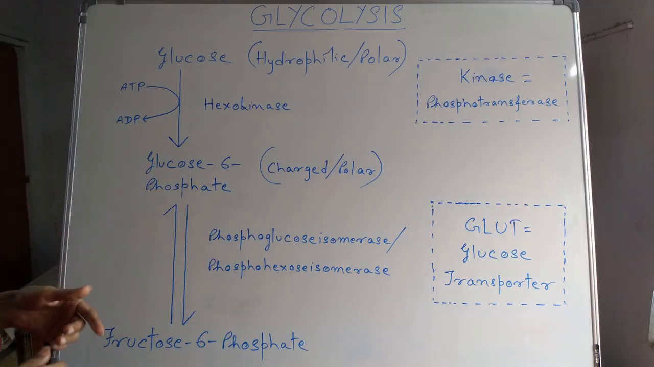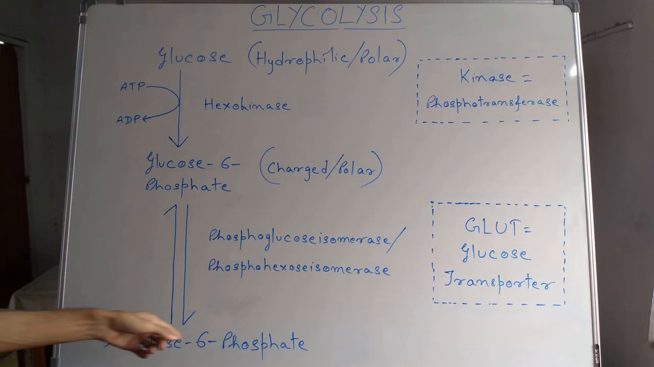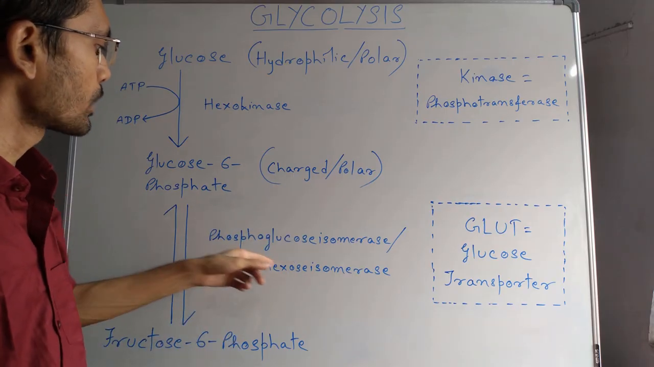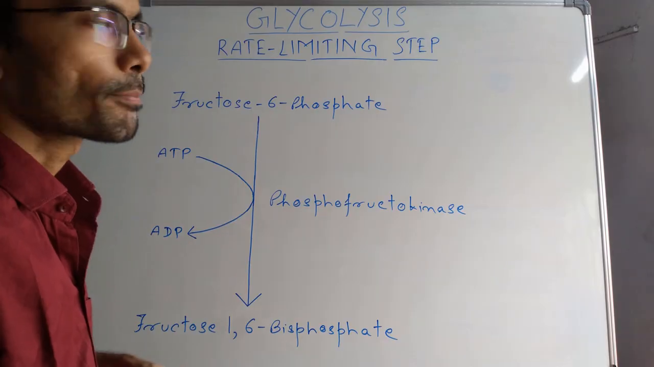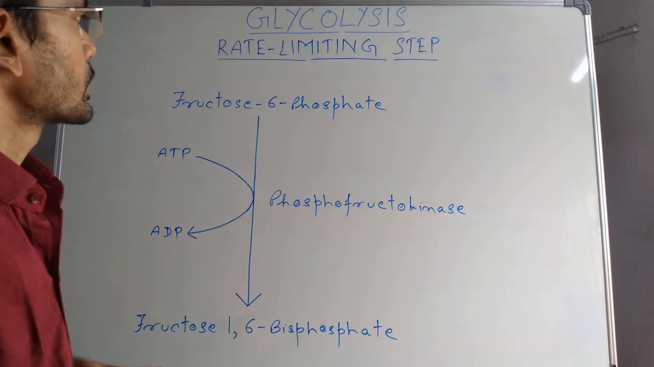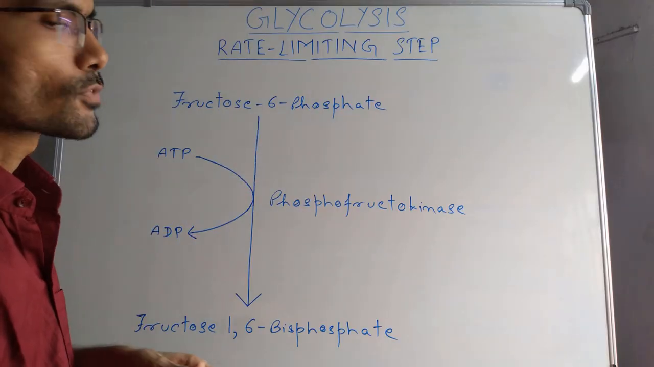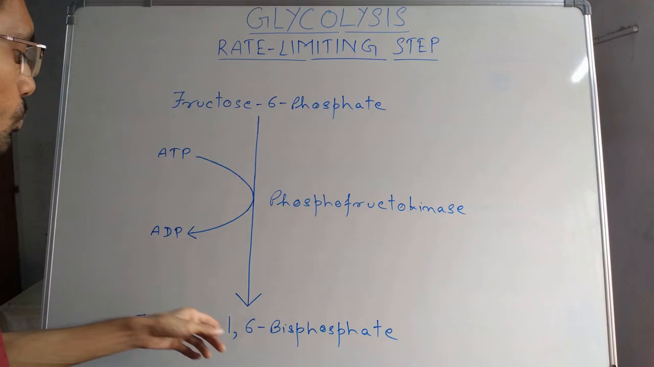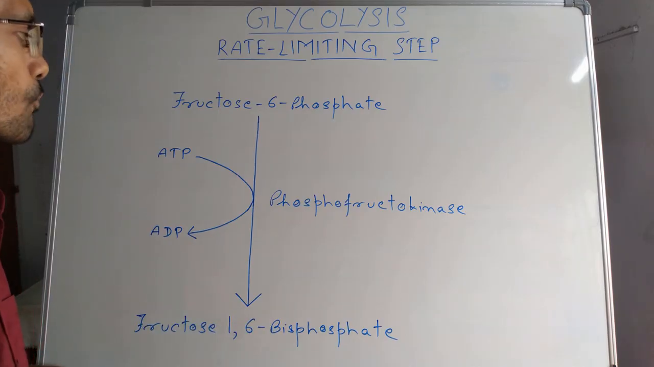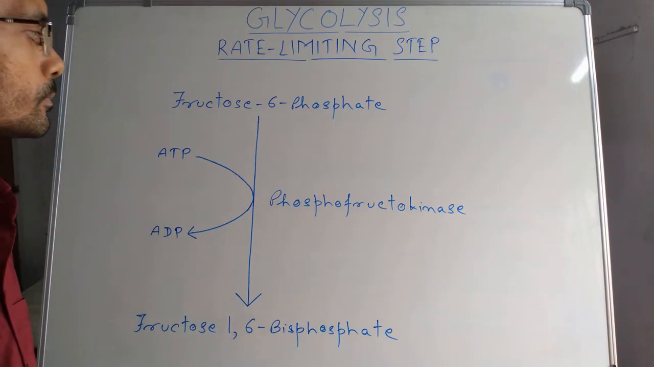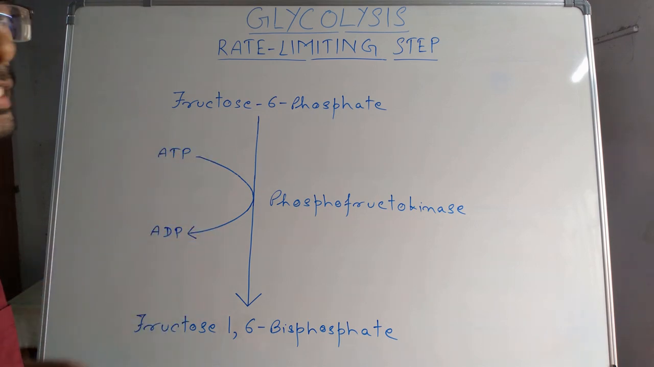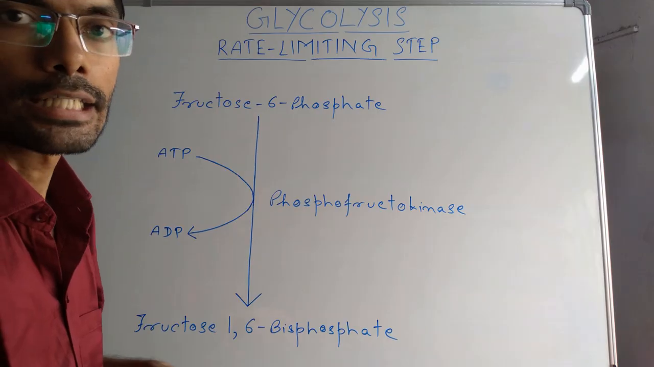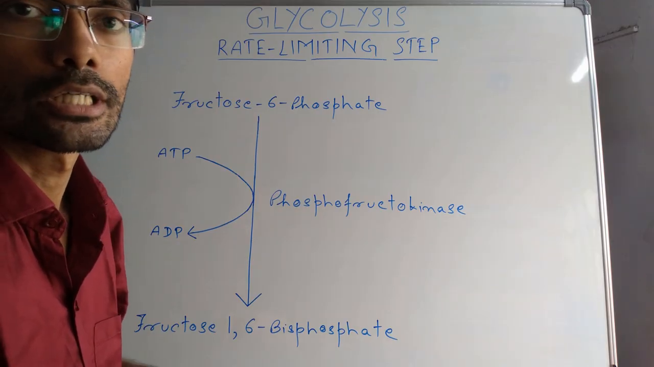Glucose 6-phosphate then undergoes isomerization to form fructose 6-phosphate by the action of phosphoglucoisomerase or phosphohexose isomerase. The next step is the rate limiting step, in which fructose 6-phosphate is phosphorylated by a kinase called phosphofructokinase to fructose 1,6-bisphosphate, with the phosphate coming from another ATP molecule. This is the second irreversible step. The third and last irreversible step is the last and 10th step of glycolysis itself, as we shall see later.